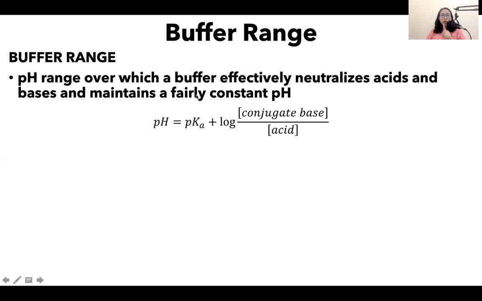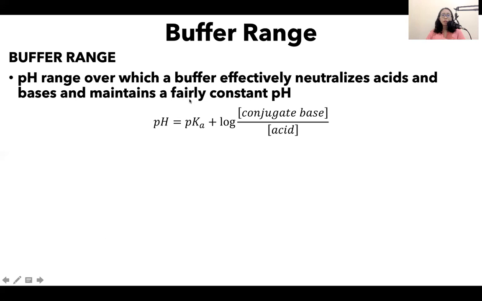You recall I mentioned that a drastic change in pH should be a change by 1 unit. So a change from pH 6 to pH 7 is already considered drastic. But if we say from pH 6 to pH 6.71, that's not yet drastic, and we are still maintaining a fairly constant pH, that means the buffer is still effective. Now, let's talk about this buffer range.